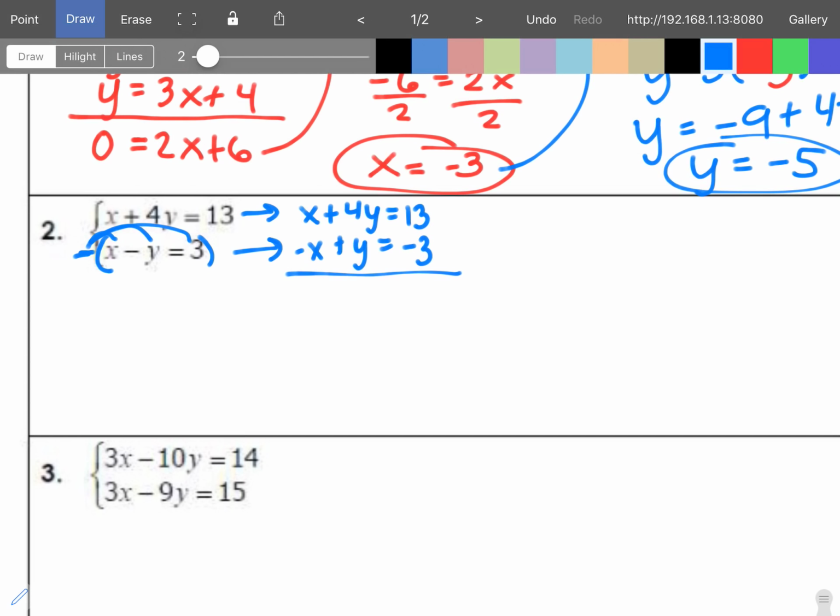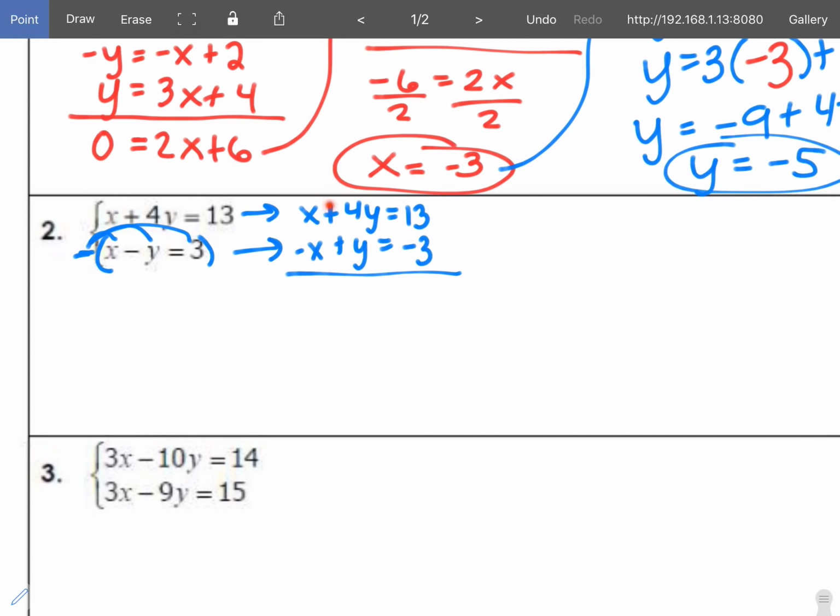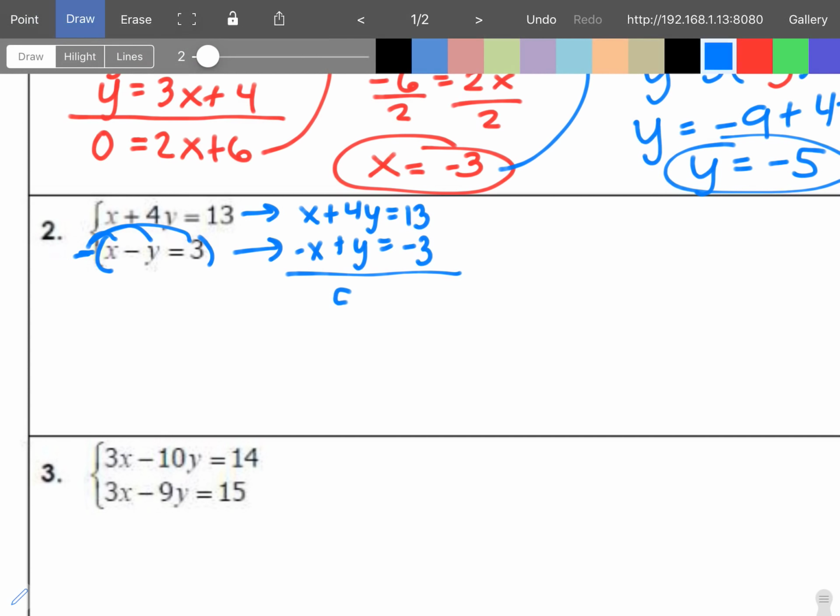Now if I add down, do these cancel? Yeah, what's x minus x? 0. So we're going to add down here. 4y plus y is 5y. 13 minus 3 is 10. Divide by 5, and you get y equals 2.